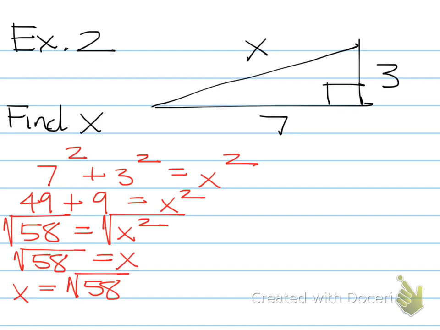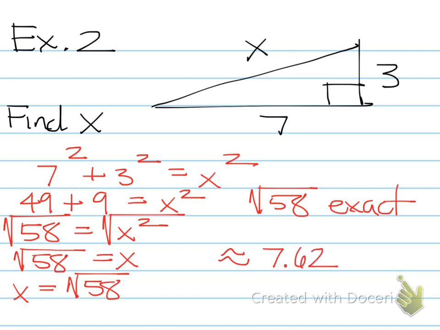And that would be the exact measure for the hypotenuse. If you were told to approximate the measure of the hypotenuse, then you would just plug that into your calculator and you get approximately 7.62.